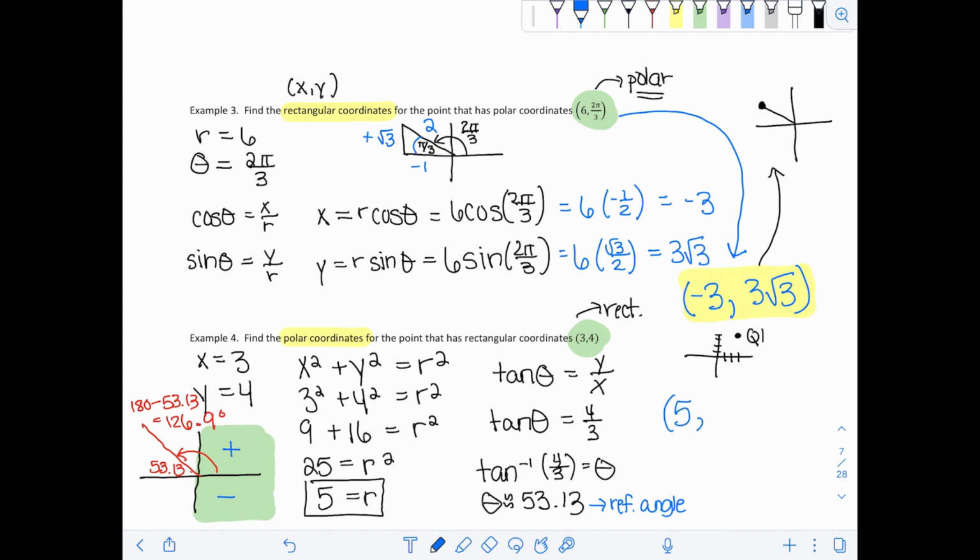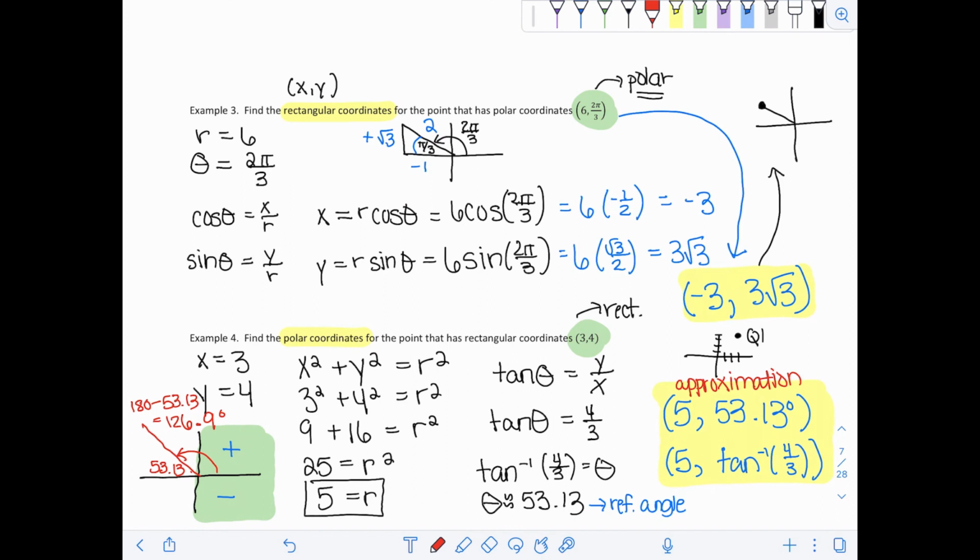So I'm going to write it one way as 5, 53.13 degrees, and 5, tangent inverse of 4/3. These are both correct. The difference, though, is that this first one is an approximation. So if you were trying to find an approximation, typically you'll be instructed to round to a certain number of decimal places. This one I left it open. I didn't really specify whether to give an exact or approximate answer, so that's why I want to show both. But this would be if you were trying to find a decimal approximation.